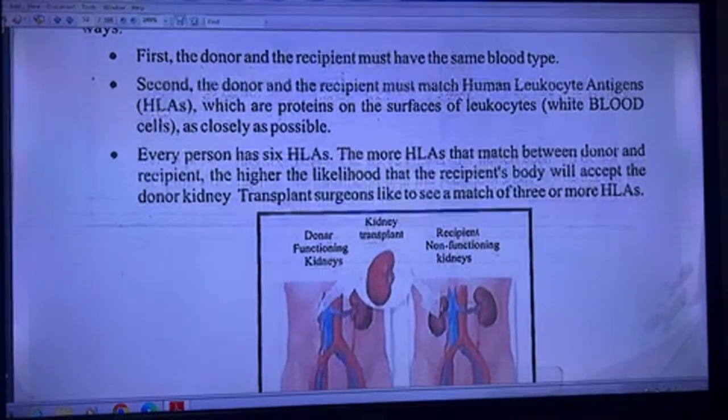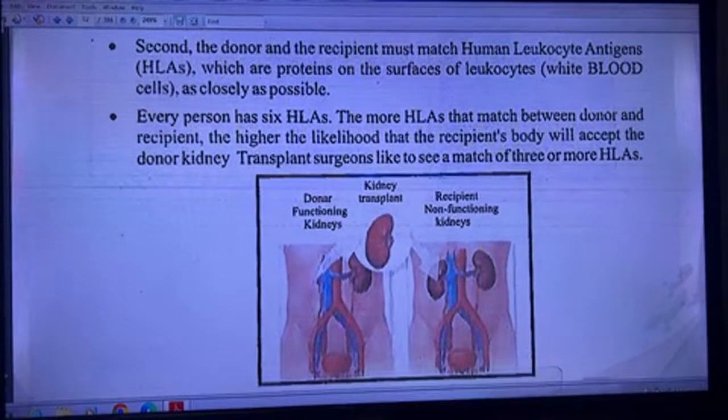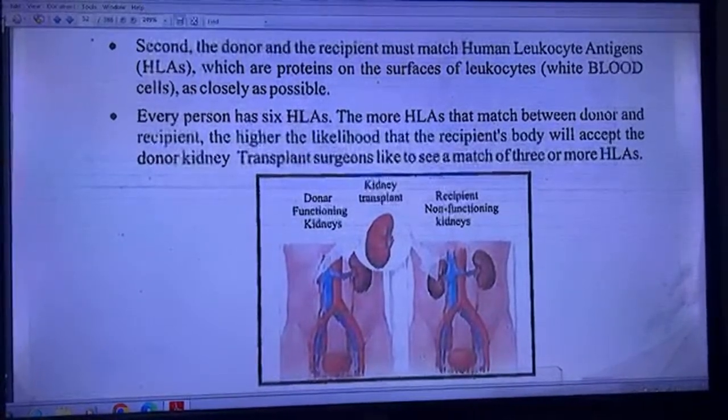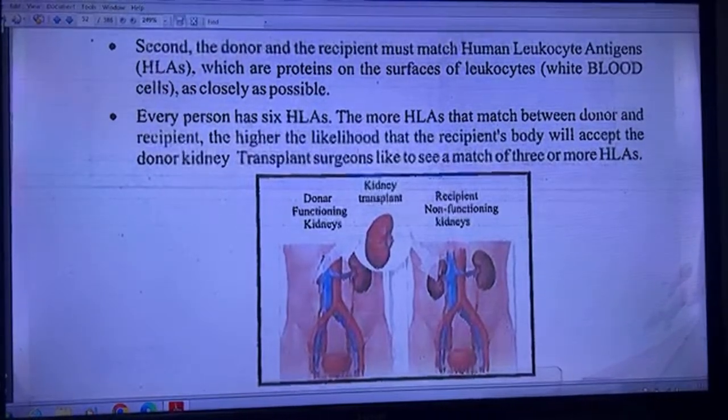Second, the donor and the recipient must match human leukocyte antigens, which are proteins on the surface of leukocytes, white blood cells, as closely as possible. Every person has six HLAs. The more HLAs that match between donor and recipient, the higher the likelihood that the recipient's body will accept a donor kidney. Transplant surgeons like to see a match of 3 or more HLAs.